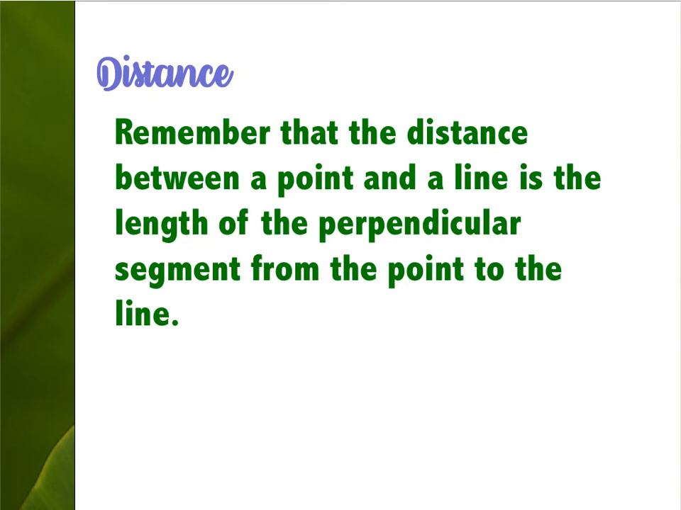Okay, remember that the distance between a point and a line is the length of the perpendicular segment from the point to the line. So if we have a point and a line, the distance from this point to the line is going to be the perpendicular line. So remember, this is the shortest distance. The perpendicular one is the shortest distance from the point to the line. So if we're talking about from point A to line BC, it's going to be a perpendicular segment. That's the distance.